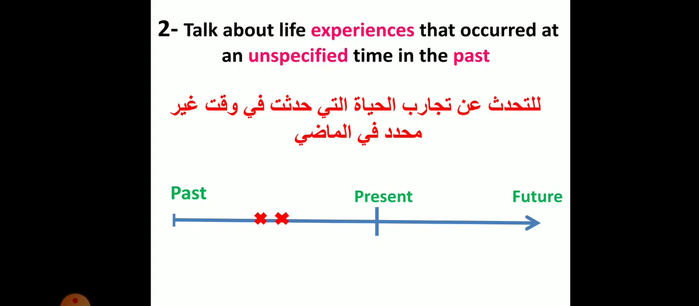The second use: to talk about life experiences that occurred at an unspecified time in the past. Okay, the time here is not specified. Look here at the timeline. Life experiences in the past that occurred at an unspecified time.